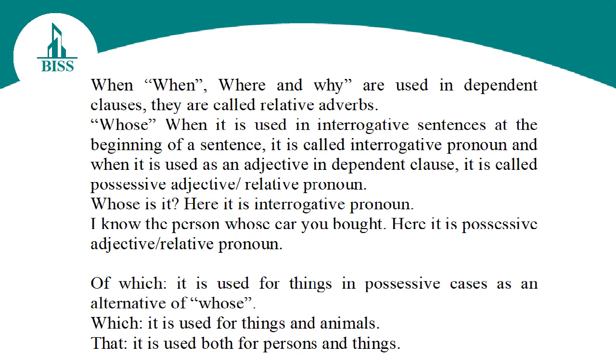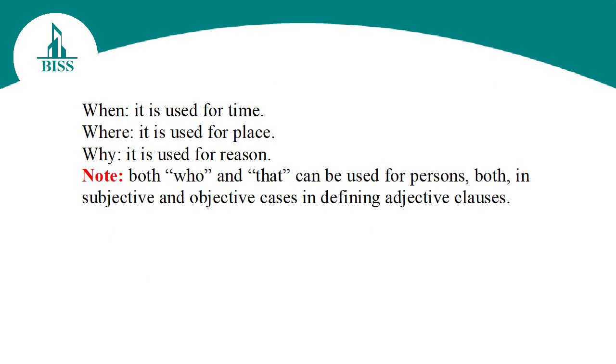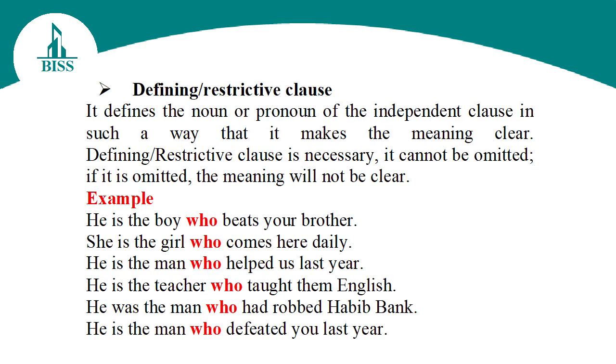Of which is used for things in possessive cases as an alternative of whose. Which is used for things and animals. That is used both for persons and things. When is used for time. Where is used for place. Why is used for reason. Note, both who and that can be used for persons, both in subjective and objective cases in defining adjective clauses. It is the first type of adjective clause.